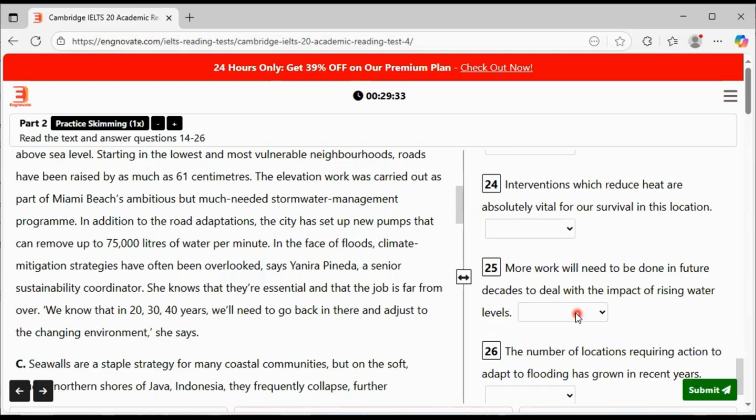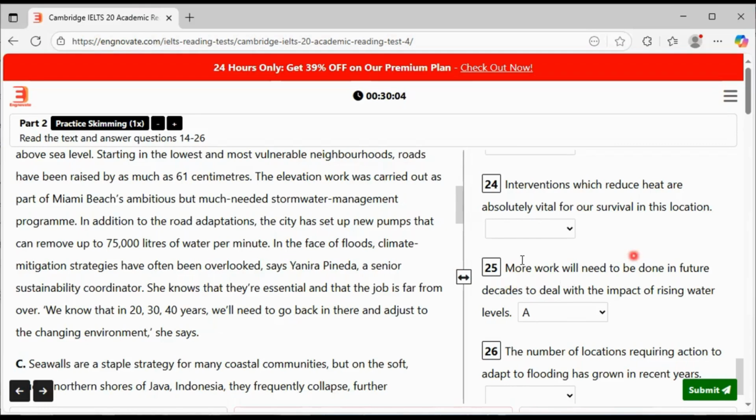Option A is matched to 25. It's the one that said that more work will need to be done in the future to deal with the impact of rising water level. He said that we know that in 20, 30, 40 years, we will need to go back there and adjust to the changing environment. What is she talking about? The fact that you have to go back and raise the floods. In the face of floods, climate mitigation strategies have often been overlooked. They are essential, but the job is far from over. That's what she's saying here.